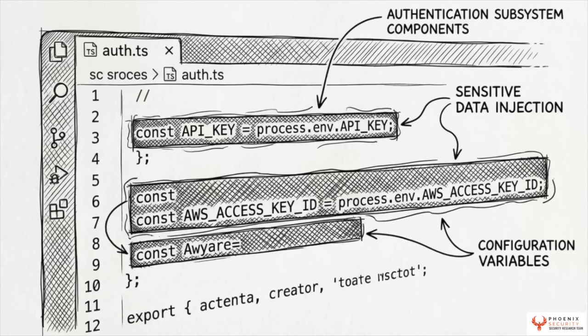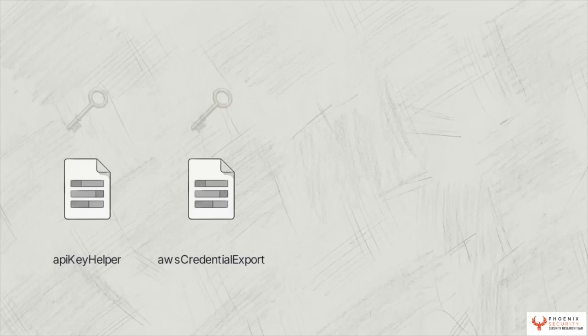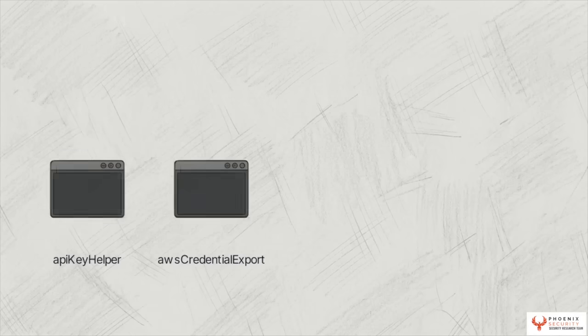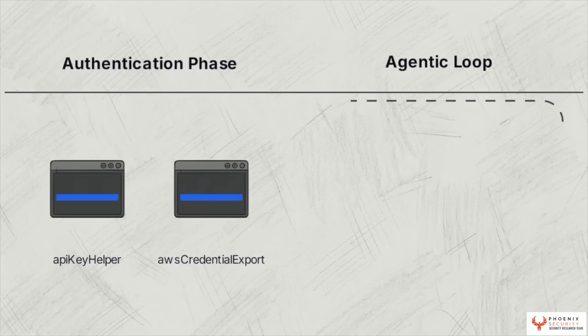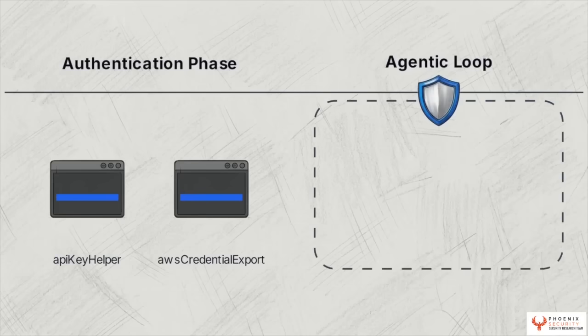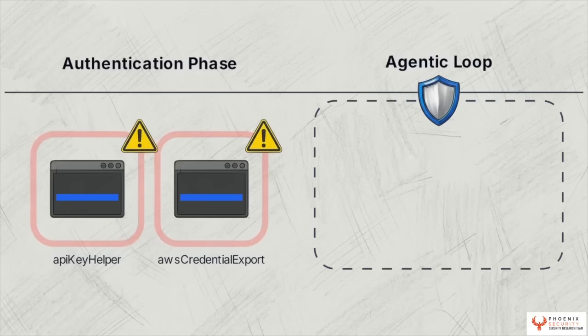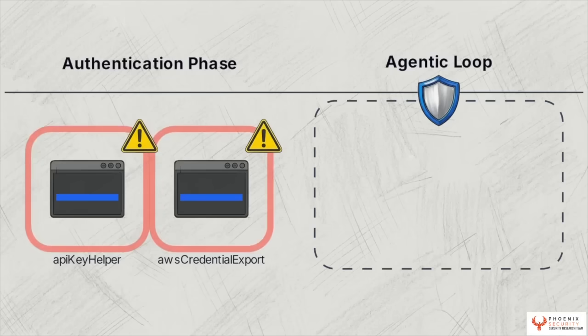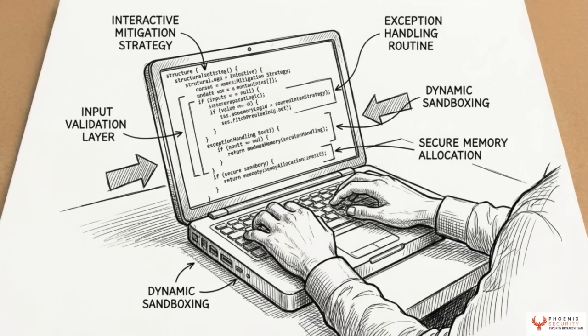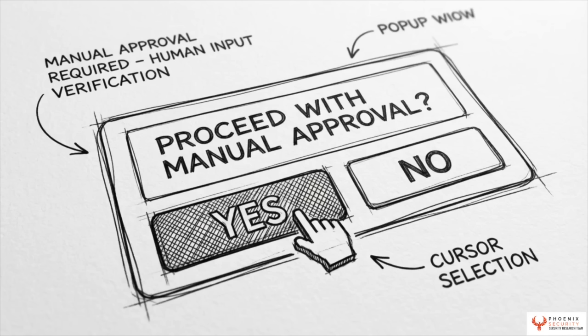The third vulnerability exists in the agent's authentication subsystem. The CLI relies on configuration helpers, like apiKeyHelper and AWS credential export, to manage tokens. These values are executed as shell commands to retrieve credentials dynamically. Because these helpers are part of the authentication process, they run before the agentic loop begins. They execute entirely outside the core permission engine and sandbox boundaries. In interactive mode, the CLI mitigates the risk of malicious project settings by prompting the user with a workspace trust dialog. The user must manually approve the execution.